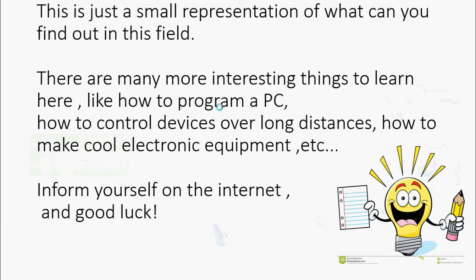This is just a small representation of what you can learn and study in this field. There are many more interesting things to learn here, like how to program a PC, how to control devices over long distances, how to make cool electronic equipment, etc. Inform yourself on the internet, and good luck.